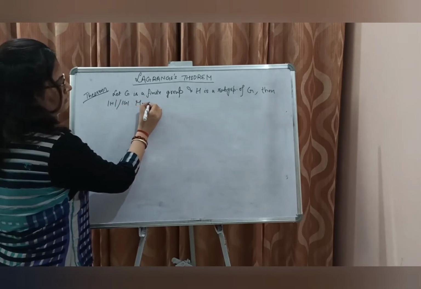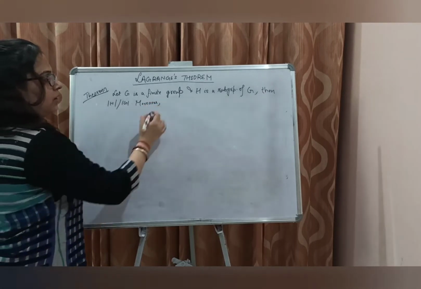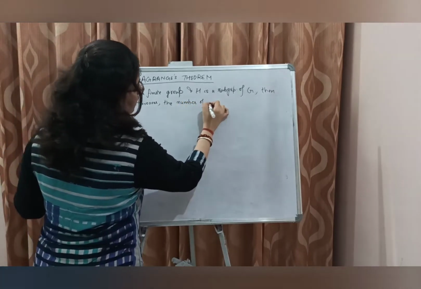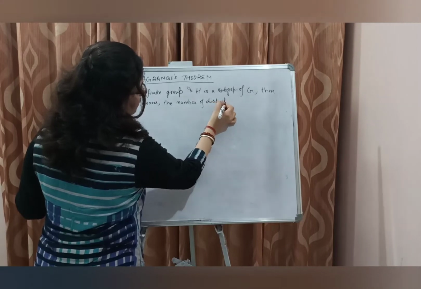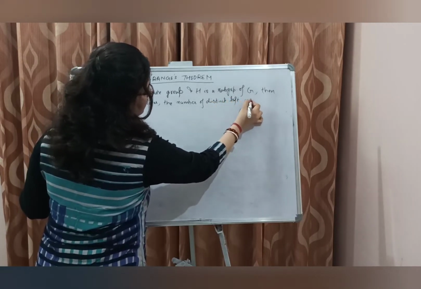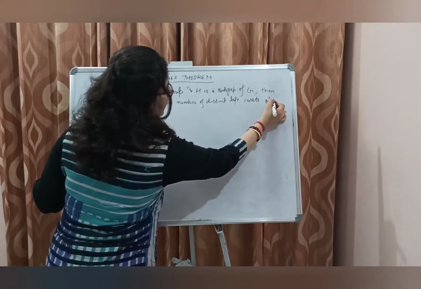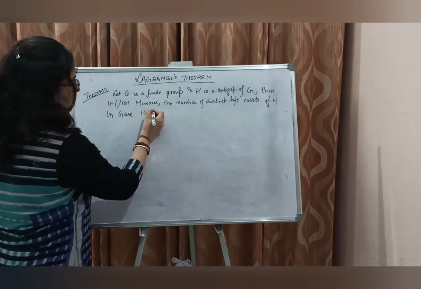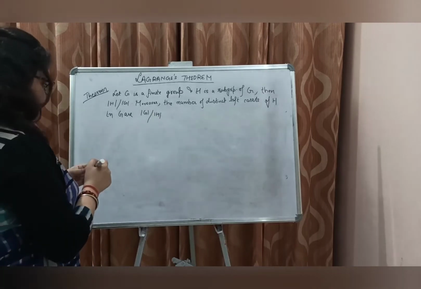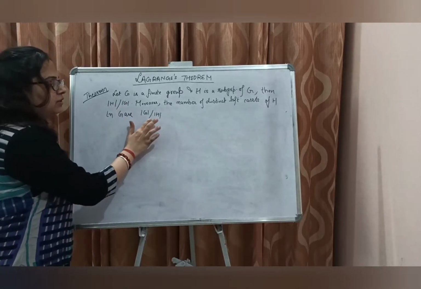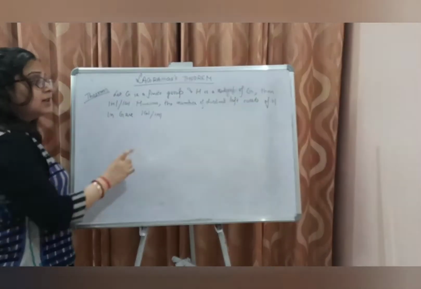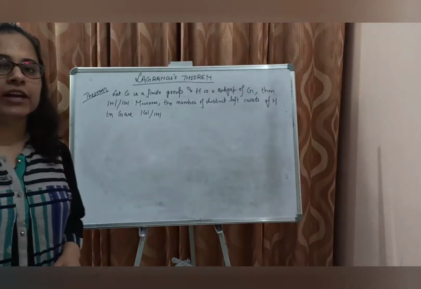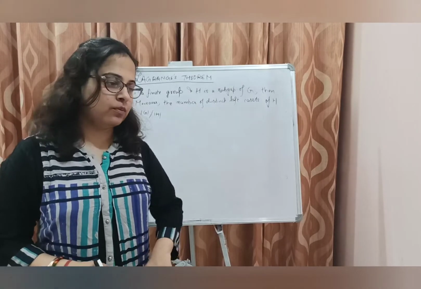Moreover, the number of distinct left cosets of H in G are order of G by order of H. Since order of H divides order of G, this is not a fraction, this is a number, and hence the number of distinct left cosets of H in G are order of G divided by order of H. So this is Lagrange's theorem, and this theorem will make use of cosets.